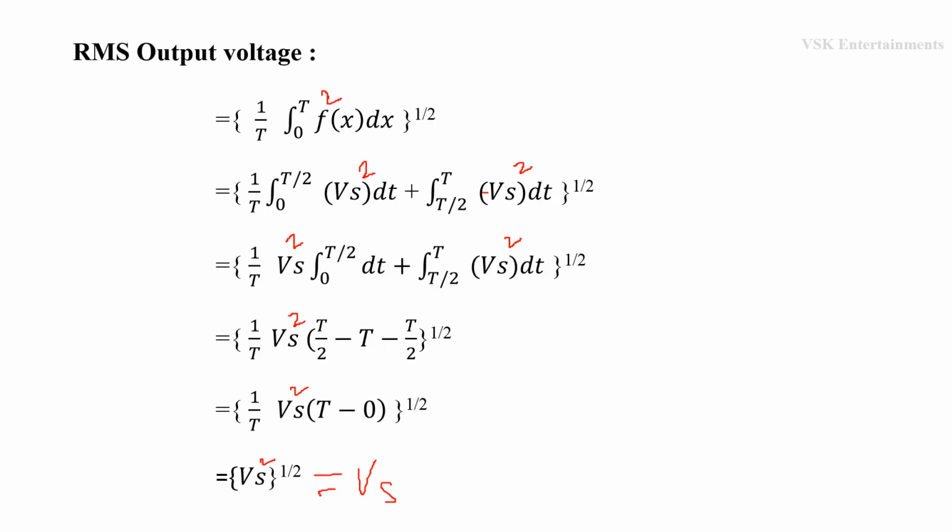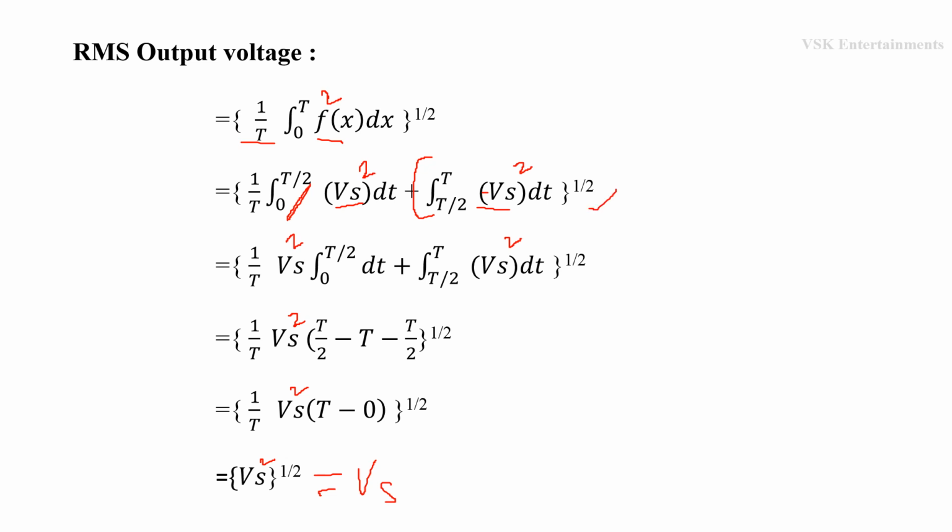Similarly consider the RMS output voltage. I think everyone knows the formula for finding the RMS output voltage: square root of 1 by T integral 0 to T of f of t square into dt. Here T is the time period and f of t is the function. We have two functions for different time periods: from 0 to T by 2 we have Vs as the function, and from T by 2 to T we have minus Vs as the function.